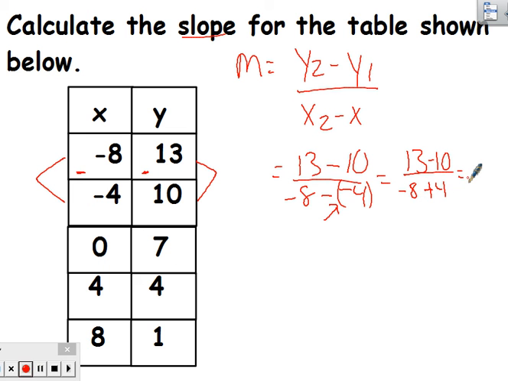Okay, and then we will solve both numerator and denominator. On the top, we have 3. On the bottom, we have negative 4. So slope is negative 3/4.